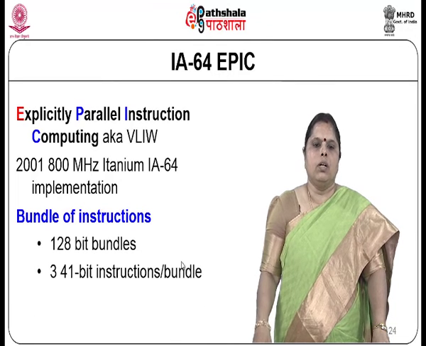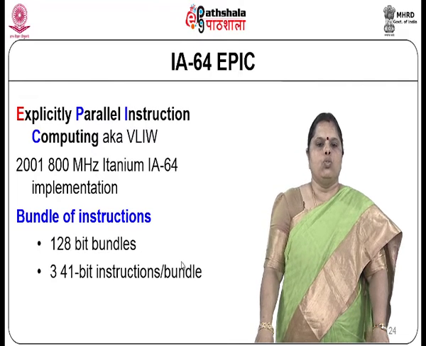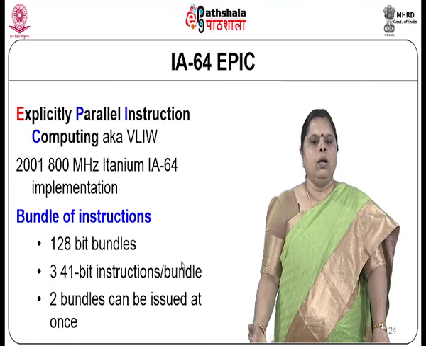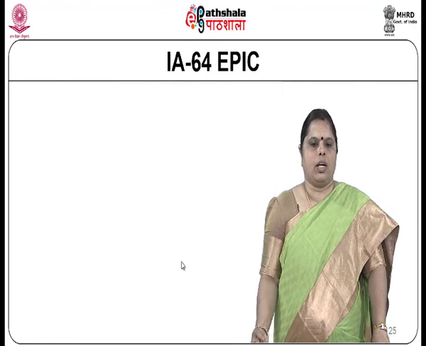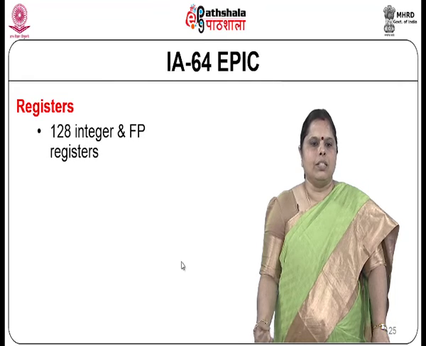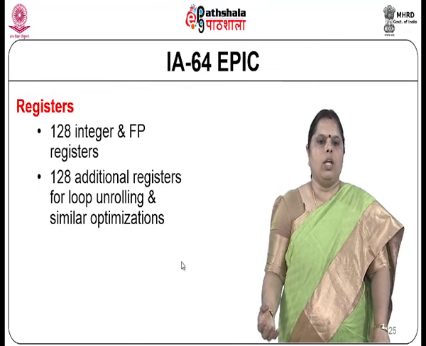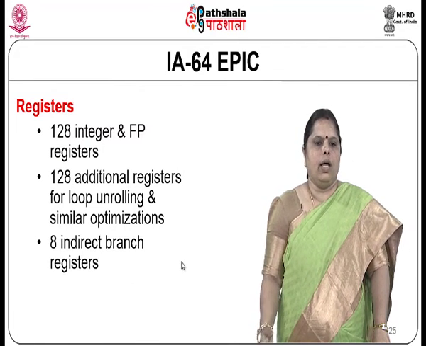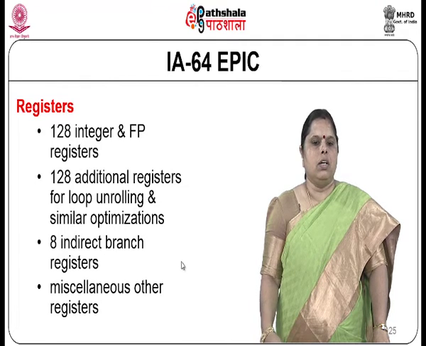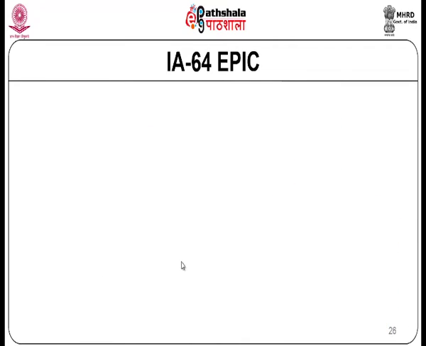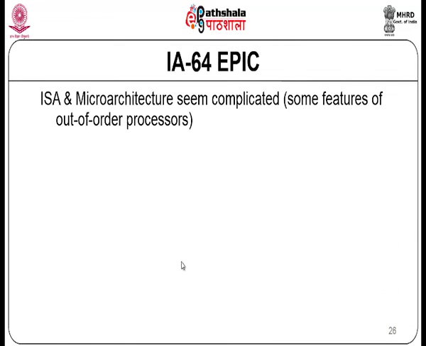Because it is a VLIW style of architecture, we have a number of instructions put into bundles. So you have 128-bit bundles, you have 3 41-bit instructions per bundle, and you have 2 bundles which can be issued at any point of time. As far as the registers are concerned, you have 128 integer and floating point registers, 128 additional registers for loop unrolling and similar optimizations, and 8 indirect branch registers. There is extensive support for predication. You have a number of other miscellaneous registers. So all these are characteristics of the IA64 architecture.